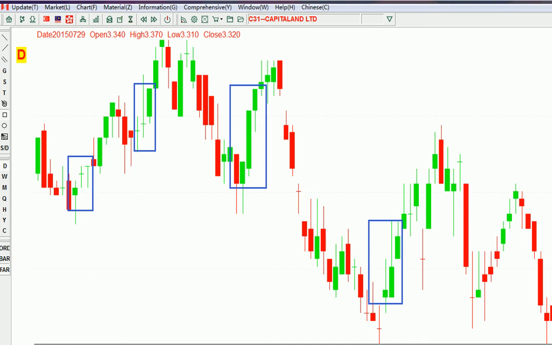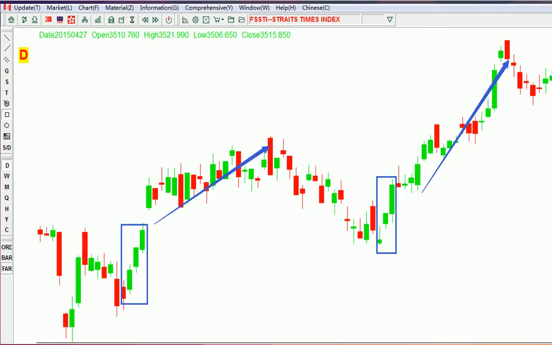1, 2, 3. The close price is higher and higher. This is the three white soldiers, which means you can still keep the stocks, okay? Then we can see this one, 1, 2, 3. Three white soldiers, you can still keep, right? And we can see 1, 2, 3, three white soldiers. This one, 1, 2, 3, right? This is the three-candlestick pattern, okay? Then we can see the next one.